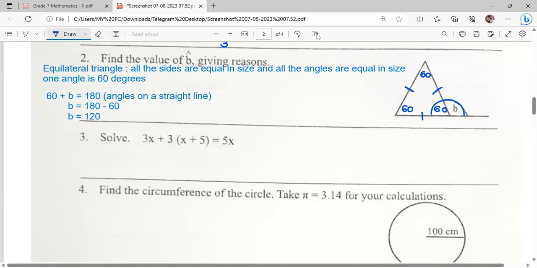So then keep in your mind, children, always you want to use the unit, that is the degree sign here, right? 180 degrees minus 60 degrees, it gives me 120. The reason, this is an equilateral triangle where all the sides and the angles are equal in size. One angle is 60 degrees. So when you consider the 60 and B, we know it is 180 on a straight line. So then I can send that 60 to the other side. It becomes negative 60. So then B is equal to 120. Right. So then we can move to the next question.